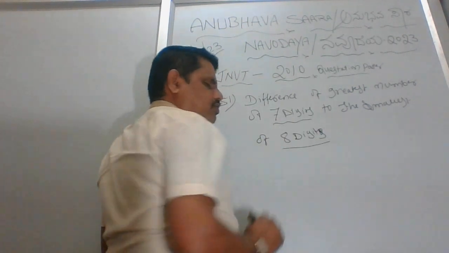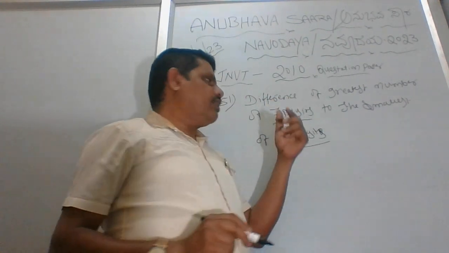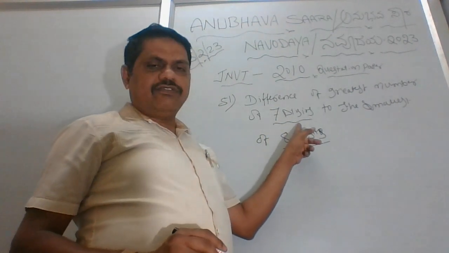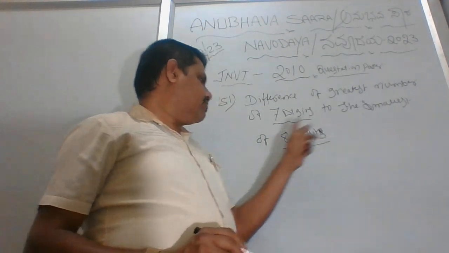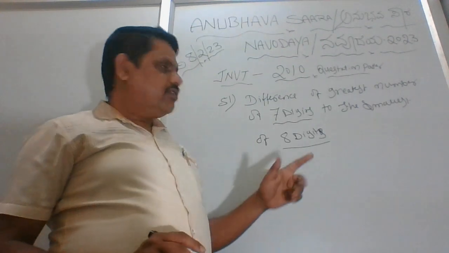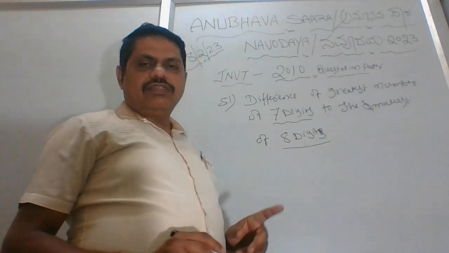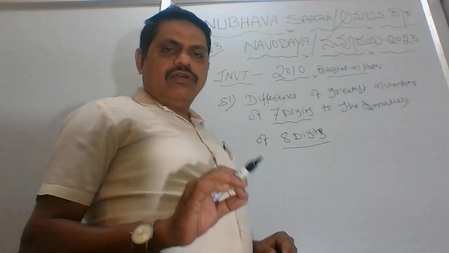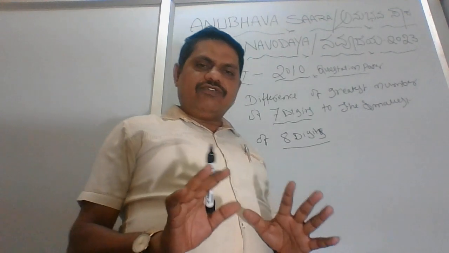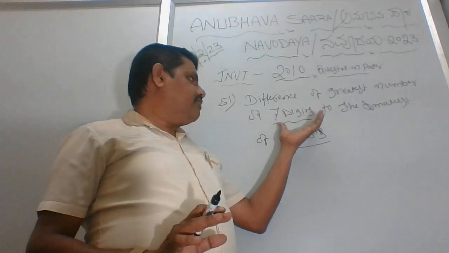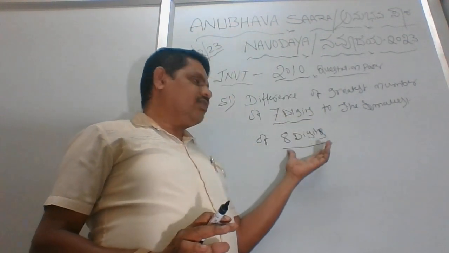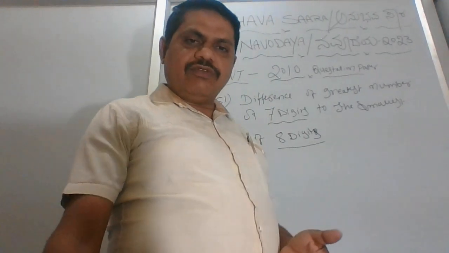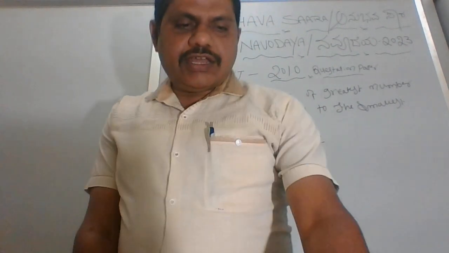So here are the 2 points. What difference we are finding here is the greatest number of 7 digits to the smallest number of 8 digits. That means we are subtracting from here to here. Then whatever answer we get, that will be the answer. So before going to the options, I'll teach you what exactly this is: what are 7 digit and 8 digit numbers, which is smallest and which is greatest. So we'll begin with the 2 digit number. I'll take you through one by one.